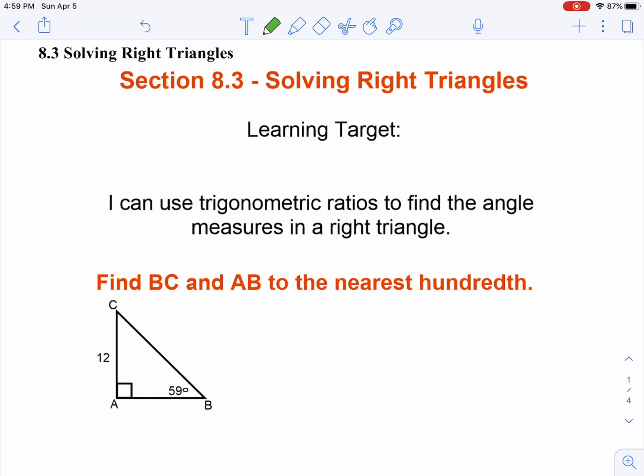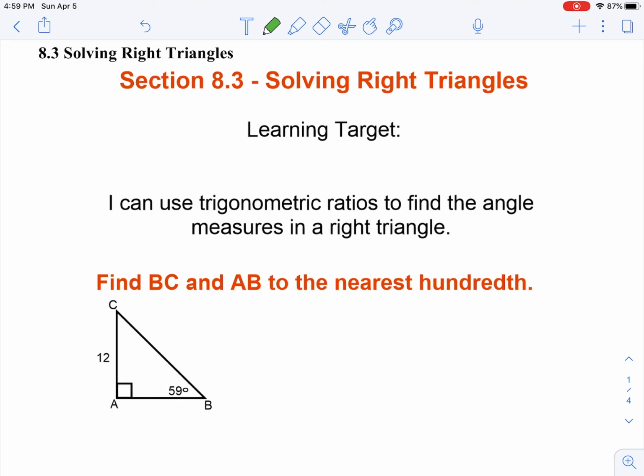Today we're going to begin section 8.3, solving right triangles. Last week we focused on using trigonometric ratios to find the side measures in a right triangle, and today we're going to start looking at using those trigonometric ratios to find angle measures in a right triangle. So before we get to that, let's do a little review of what we did in section 8.2.